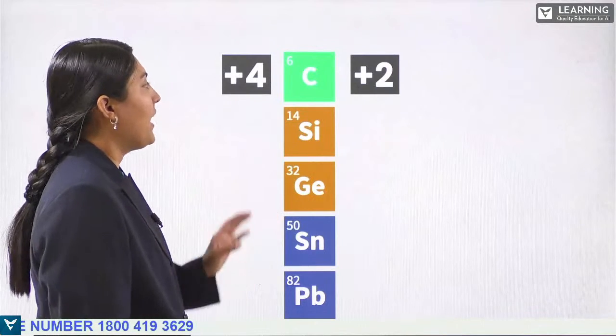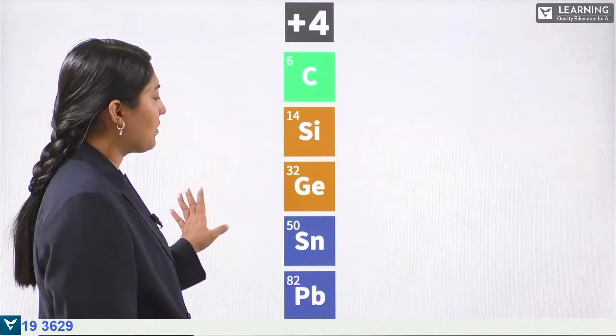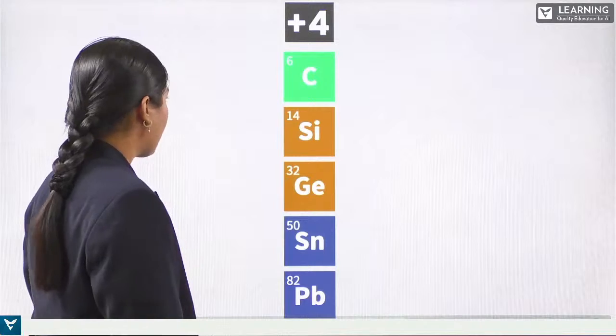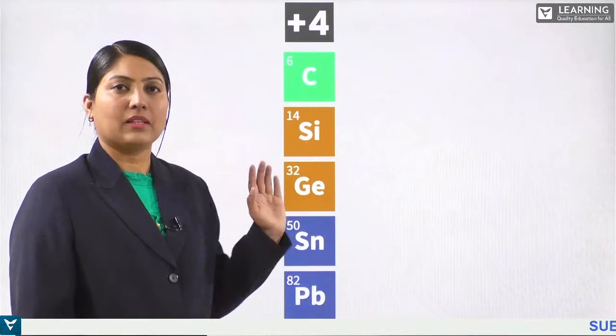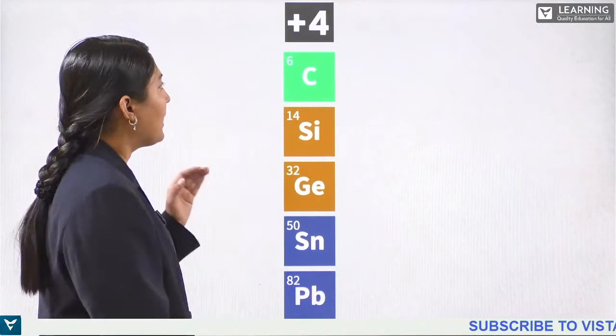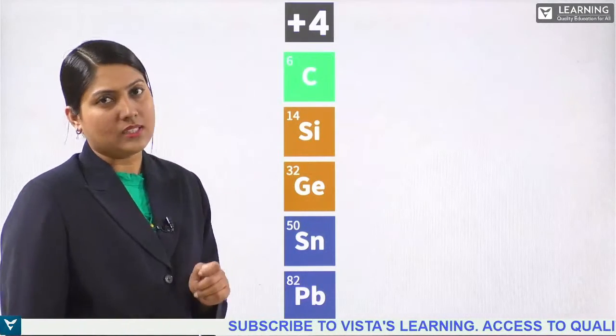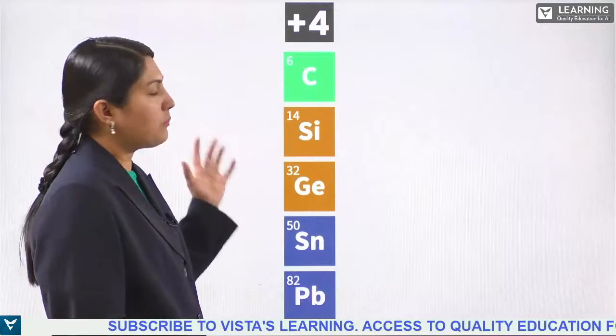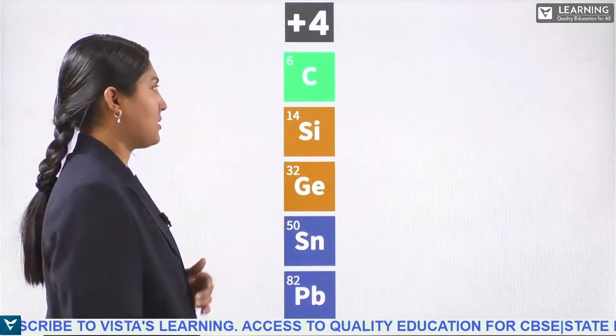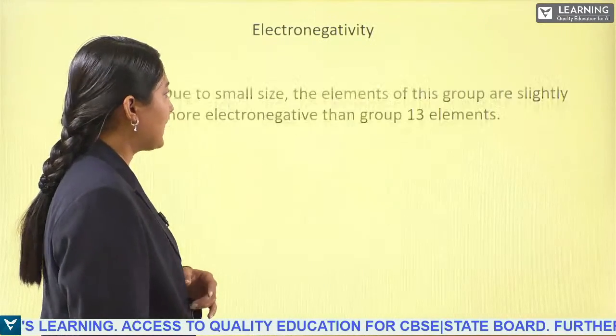This carbon family will generally have +4 or +2 oxidation states, and all of them can hold the +4 state. Which is more stable, +4 or +2? We'll just discuss it. Electronegativities.